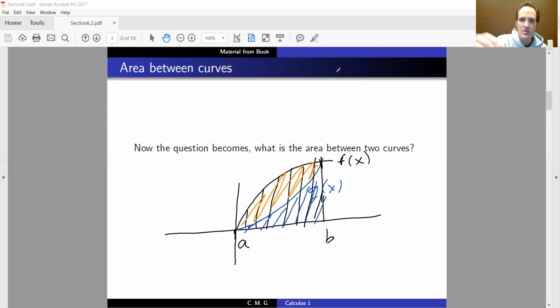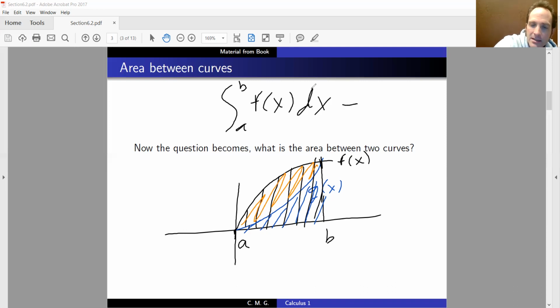Okay, so this is great. This is really great news. It means finding the area between two curves is not too difficult. All I have to do is find the area underneath the upper function, that's the one on the top, and subtract off the area underneath the bottom function. So that's the one down below, that's the g of x in this case.